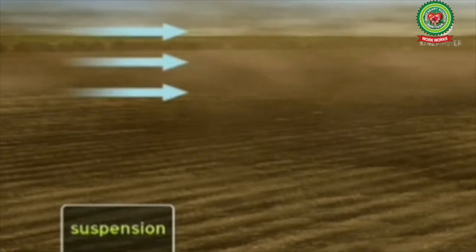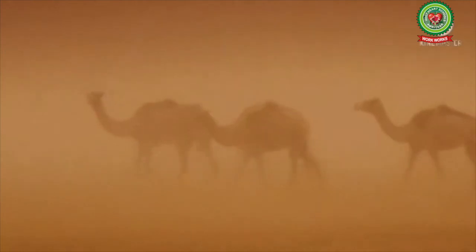Last but not the least, we have suspension. Fine particles less than 0.1 millimeter in size are moved parallel to the surface and upward into the atmosphere by the strong winds. These particles can be carried high into the atmosphere, returning to the earth only when the wind subsides, or they are carried downward with precipitation. These suspended particles can travel hundreds of miles, and this can be seen most dramatically during a dust storm.